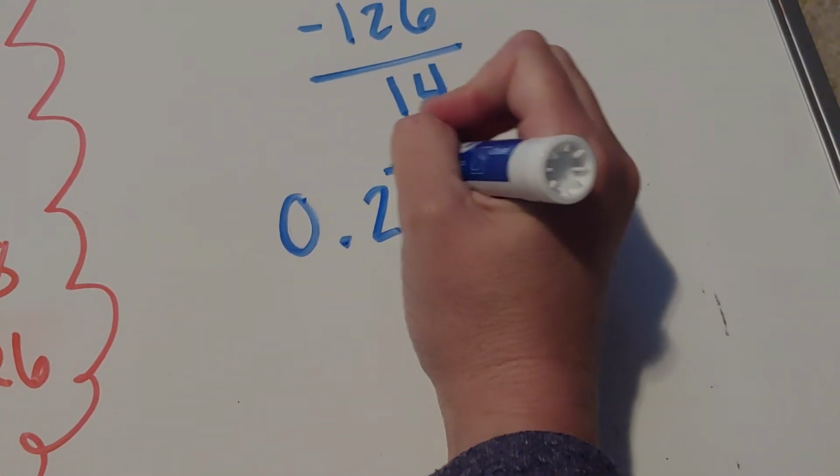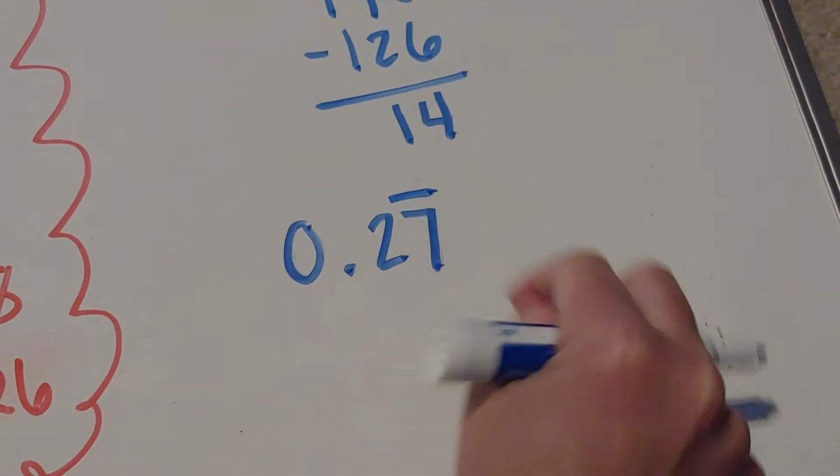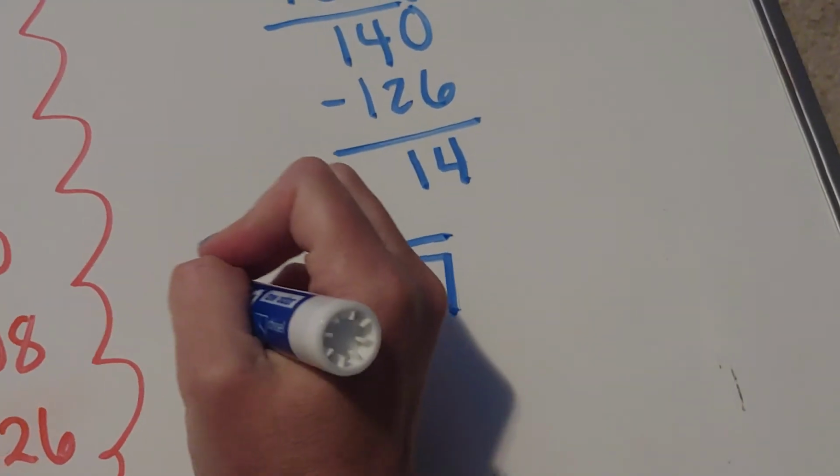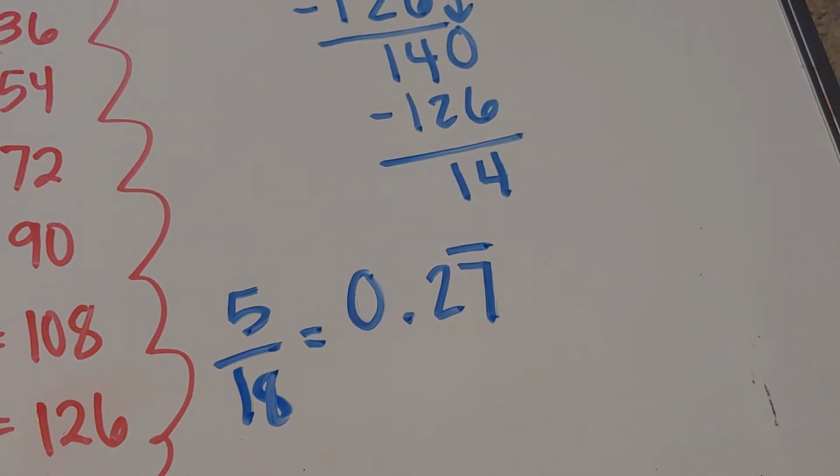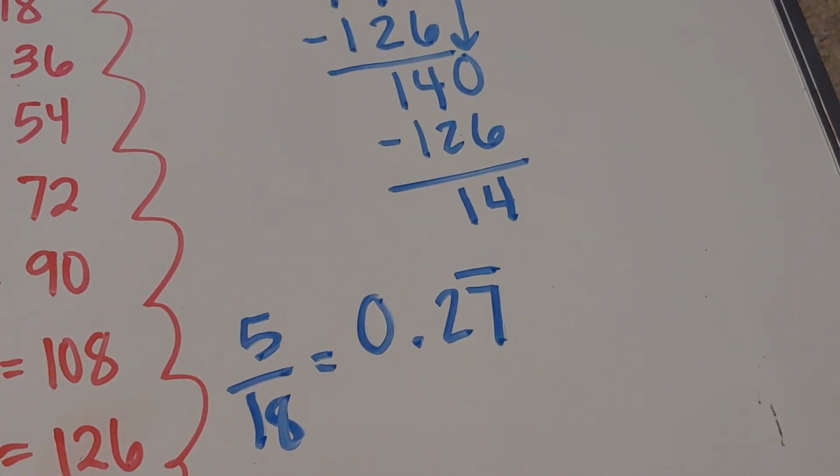0.27. Since it's just the 7 that's repeating, you want that bar to only be over the 7. So 5/18 is the same thing as 0.27, just the 7 repeating. That's it.